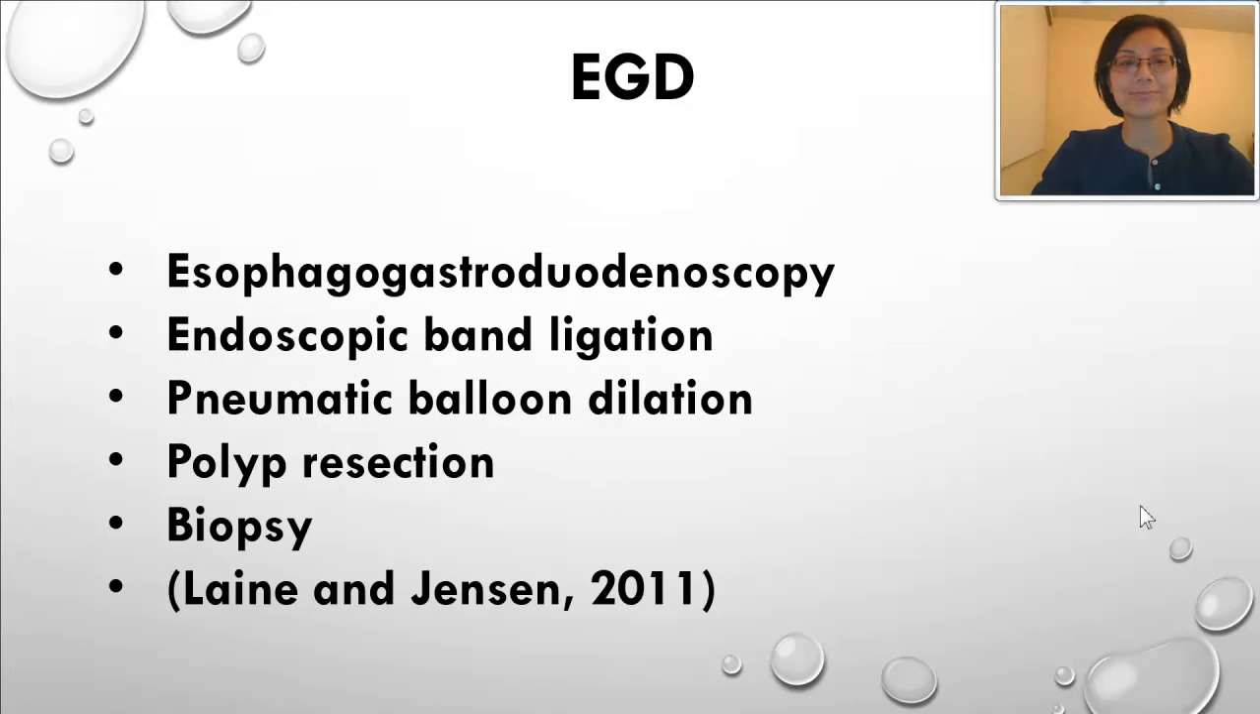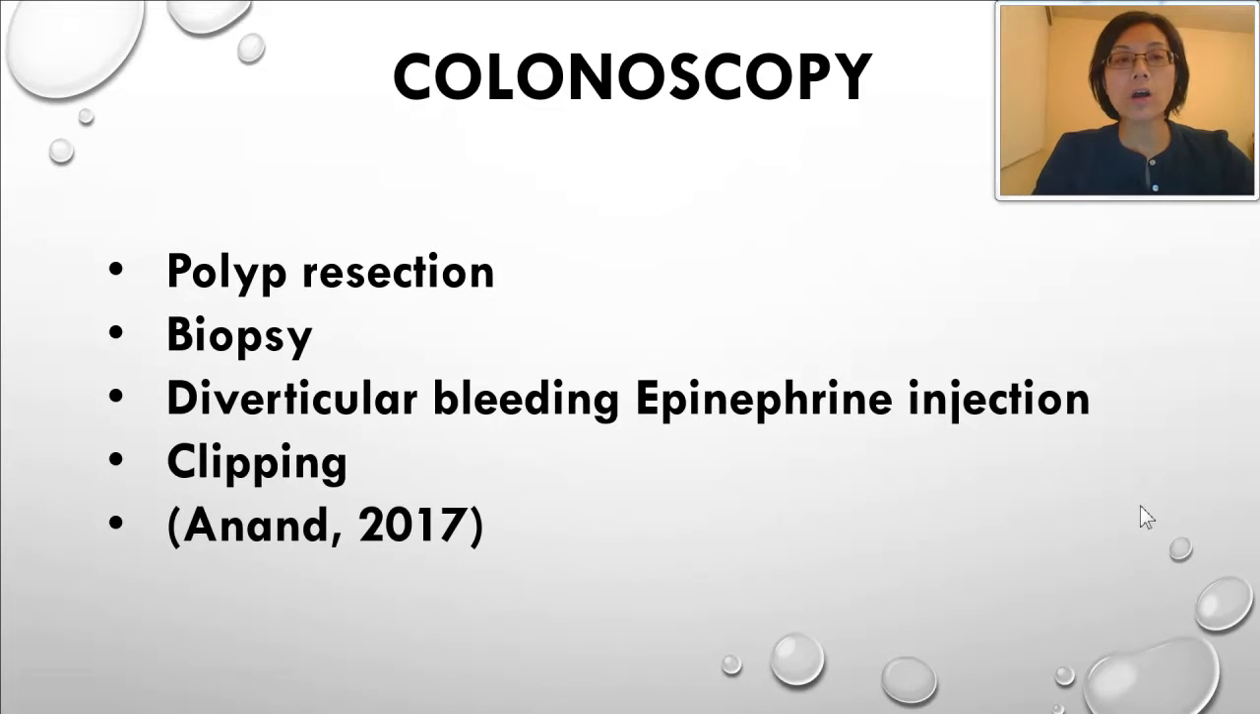EGD could be a diagnostic procedure or a treatment. Treatment includes endoscopic band ligation, pneumatic balloon dilation, polyp resection, and biopsy. Colonoscopy can be used as a diagnostic test or treatment procedure, through performing biopsy, polyp resection, and, for diverticular bleeding, epinephrine injection and clipping to help stop the bleeding.